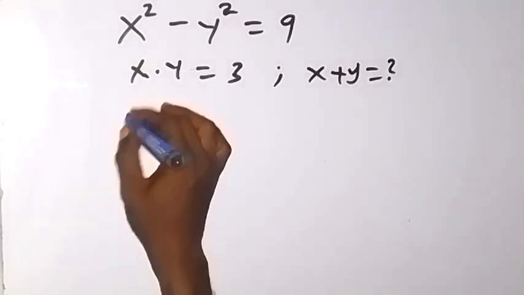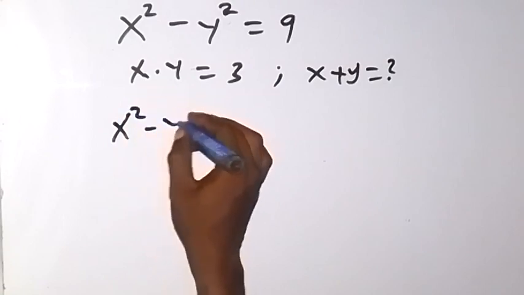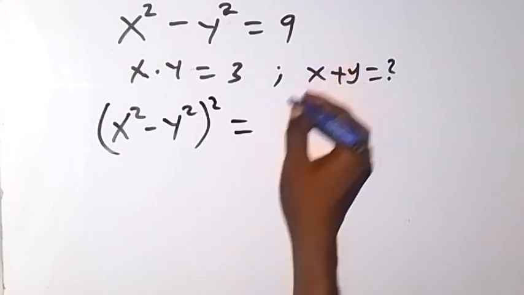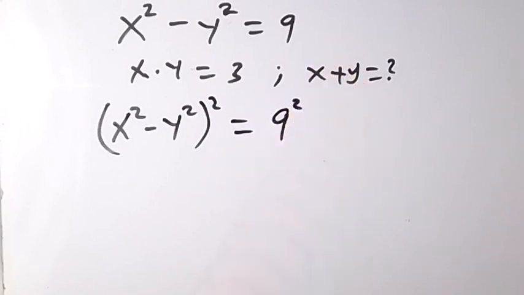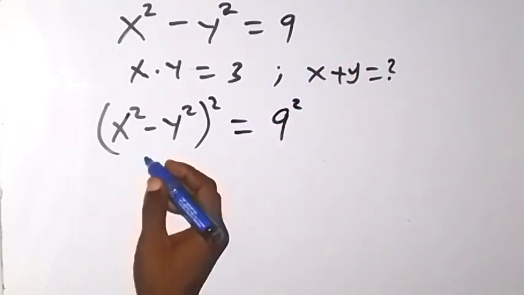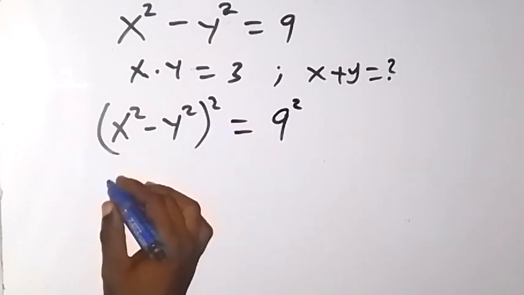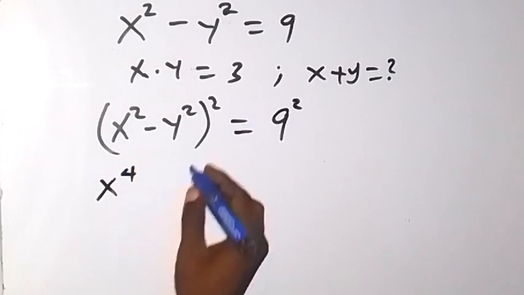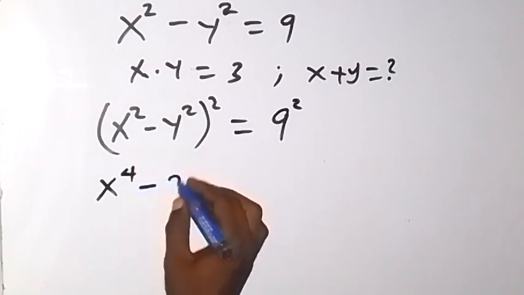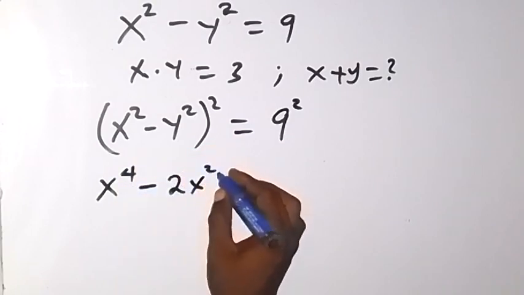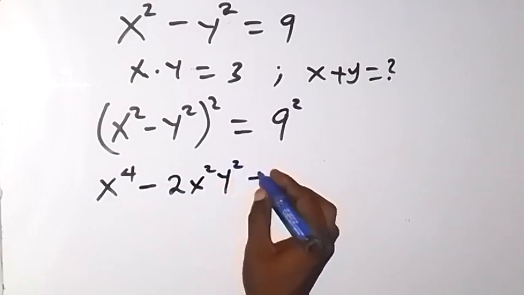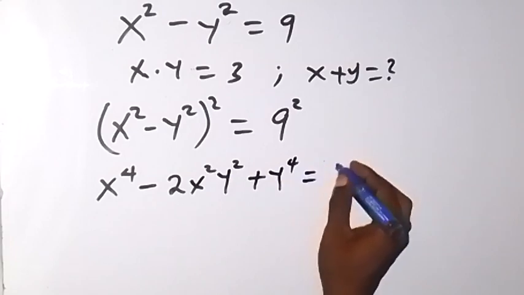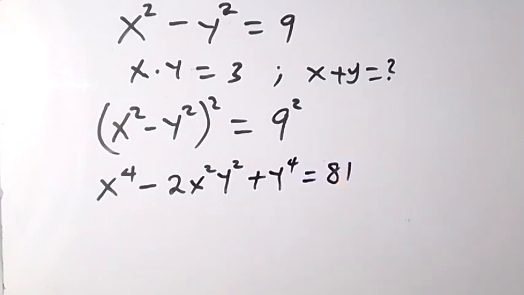We can say that (x squared minus y squared) all squared. Let's square everything on this side. Equally, we square 9 on that side. When we expand this side, it gives us x raised to power 4, then minus 2x squared y squared, then plus y raised to power 4, equals 81 on this side.